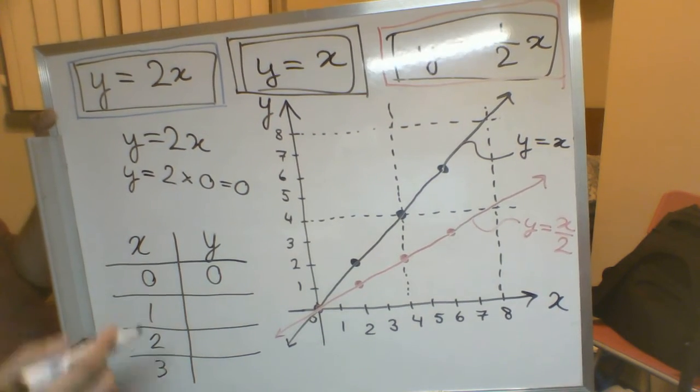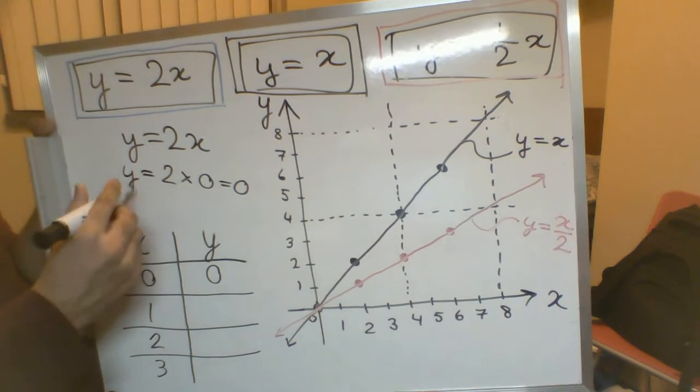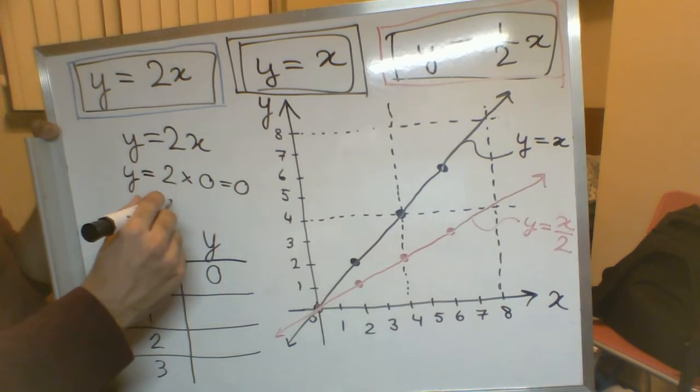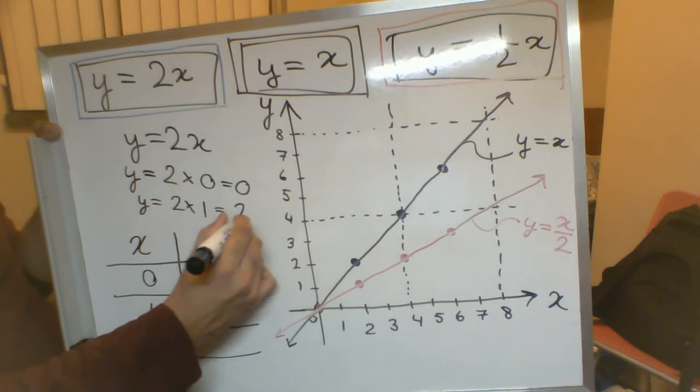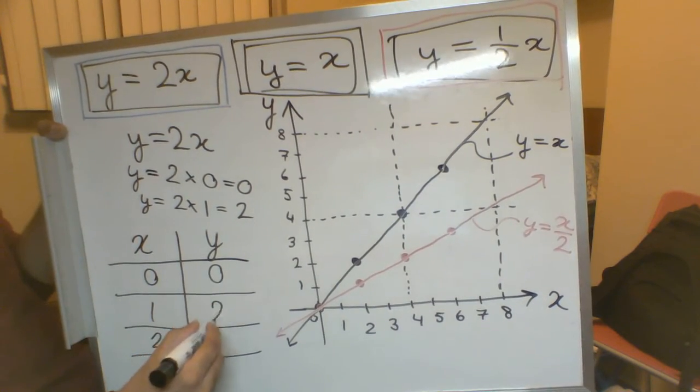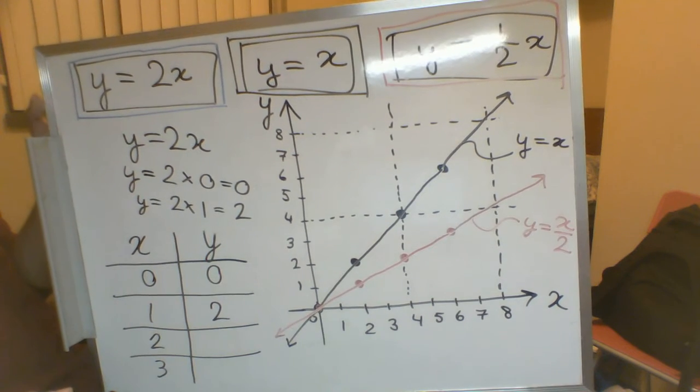For the second one, when x is equal to 1, we've got y is equal to 2 times 1. 2 times 1 is equal to 2. So we put in a 2 for our y value over there.